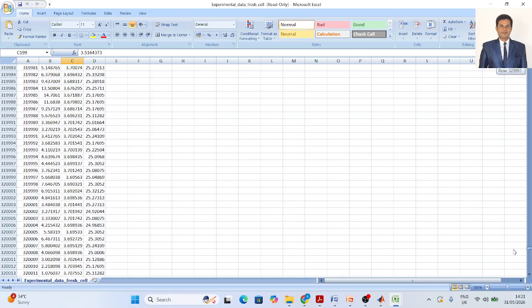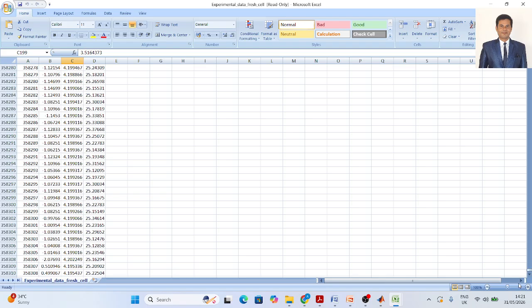Try to work from the thermal runaway, isn't it? See, we have taken 3,58,310. That much data we have collected, isn't it? See, the temperature is not rising at all.